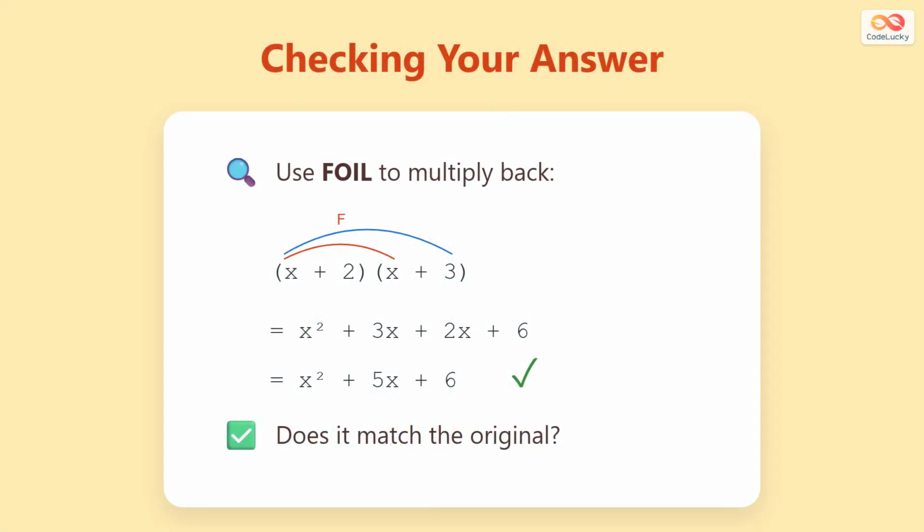Always check your work. You can do this by using the FOIL method, first, outer, inner, last, to multiply your answer back together. If you get the original problem, you know you are 100% correct.